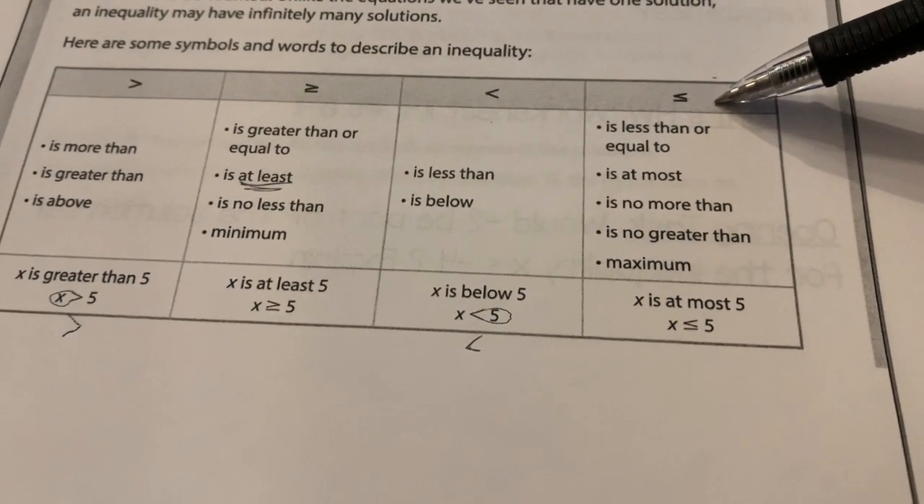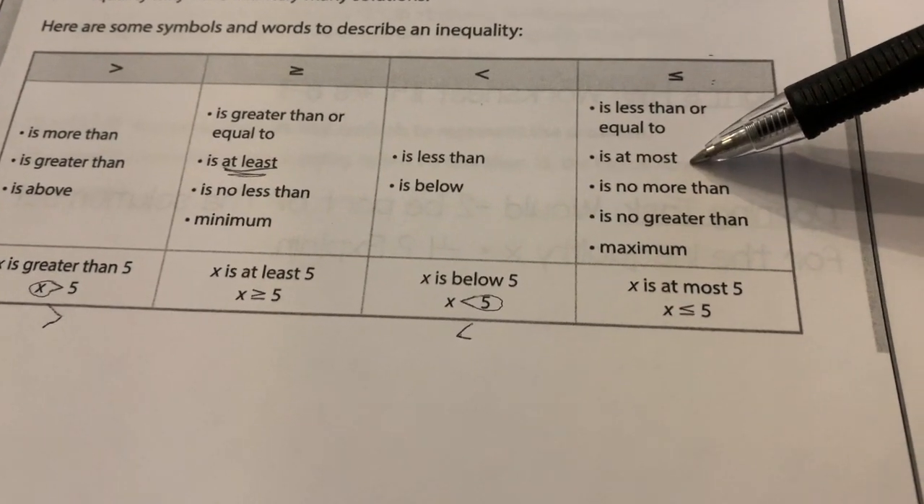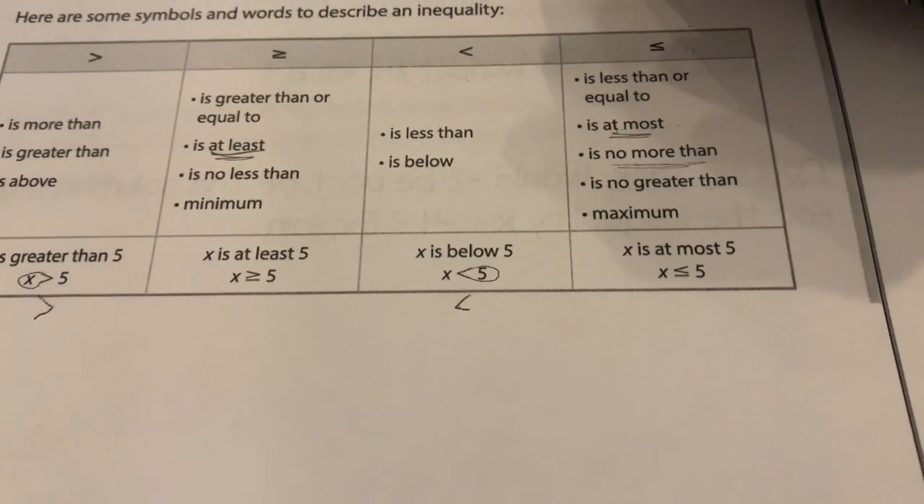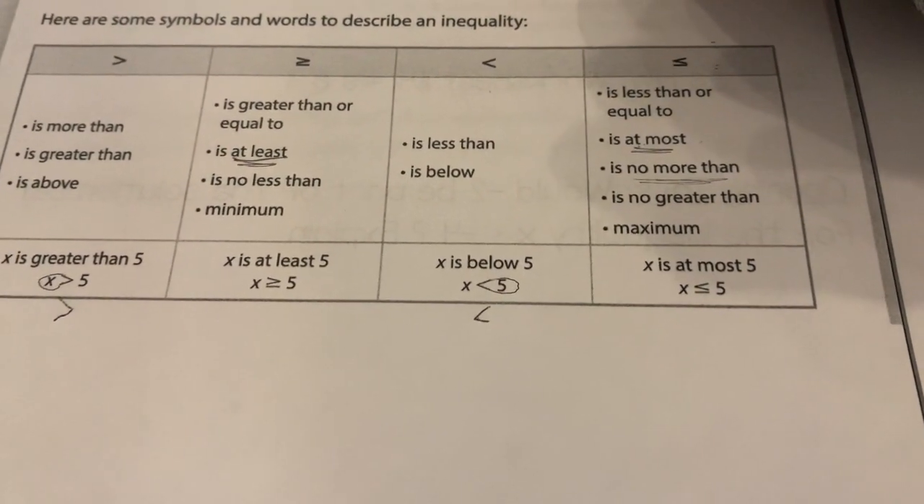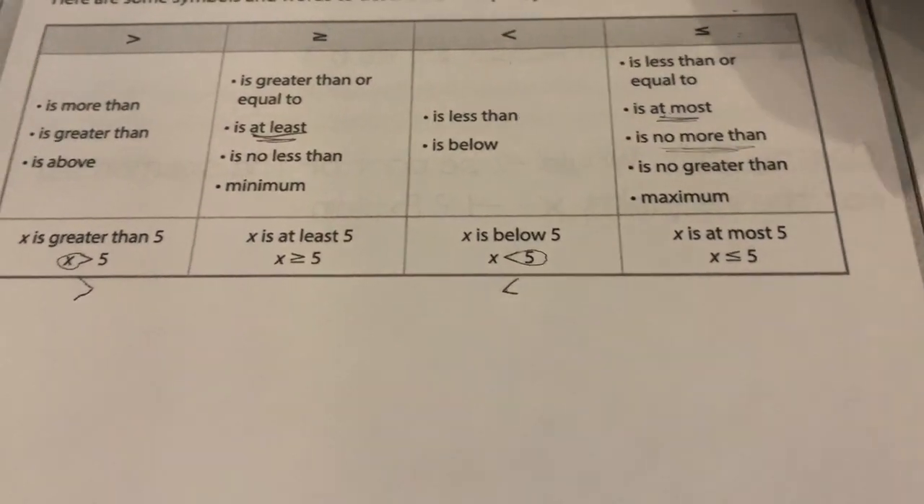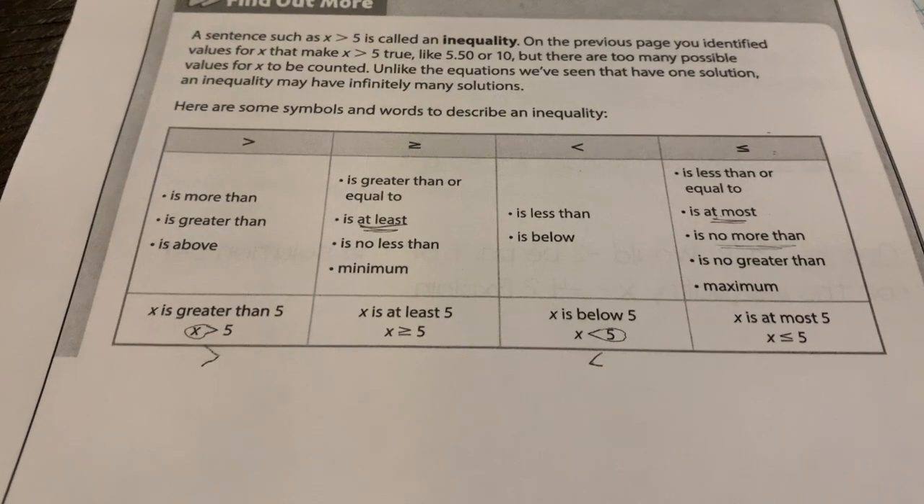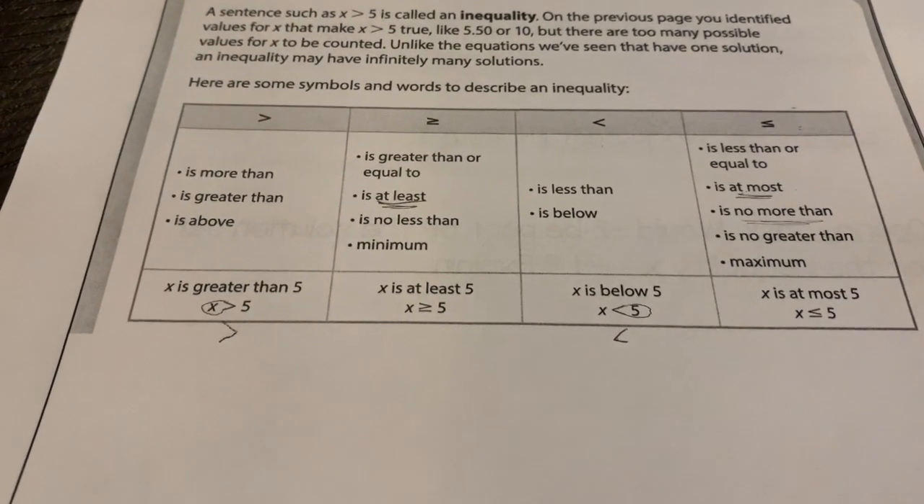And then, of course, we have the less than or equal to. We have at most, that's used very, very often. No more than, also used very often. No greater than, and maximum. Okay, maximum is also pretty common. All right, so this is a great table. If I were you guys, if you don't have it printed out, I would consider printing it out and putting it in your notes.